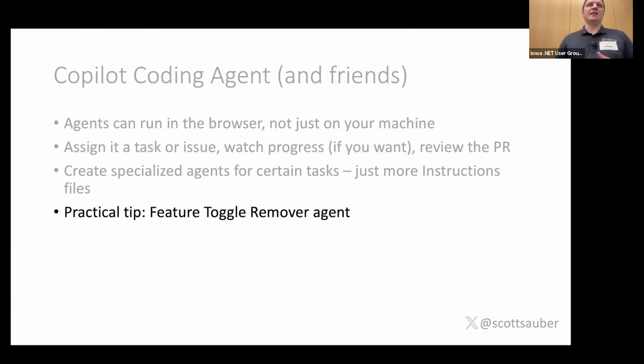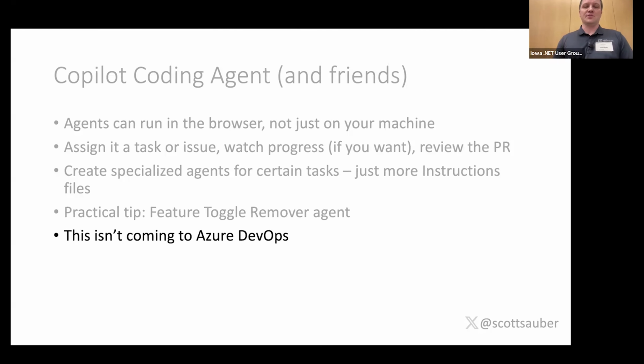And we've created an agent that you just say, hey, go remove this feature toggle because now we're flipped on in production or whatever the case is. And it submits a PR and then we just review it and we don't actually have to do any of the coding ourselves. Now, this is a feature, and I'll show it here in a second. This is a feature that is not coming to Azure DevOps.